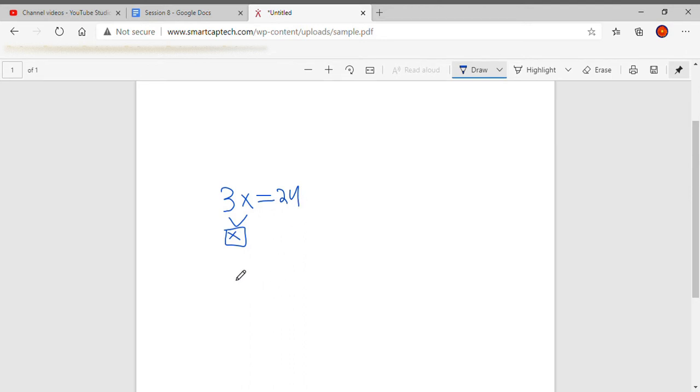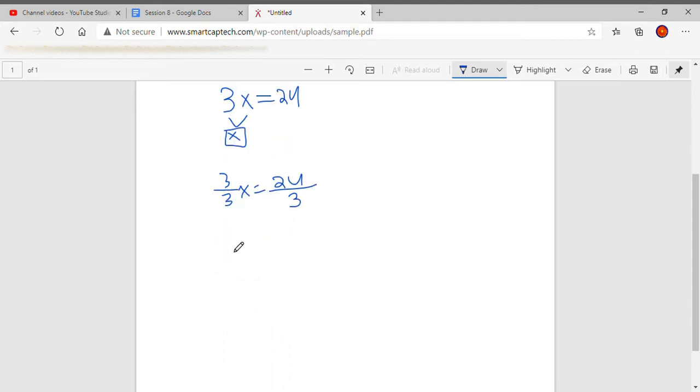So you would do 3x divided by 3 equals 24 divided by 3. This equals 1, so 1x, and this equals 8. 1x is the same thing as just calling it x. x equals 8. So this one I gave you, x would equal 8.